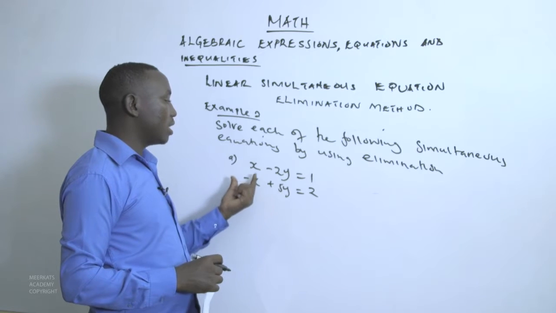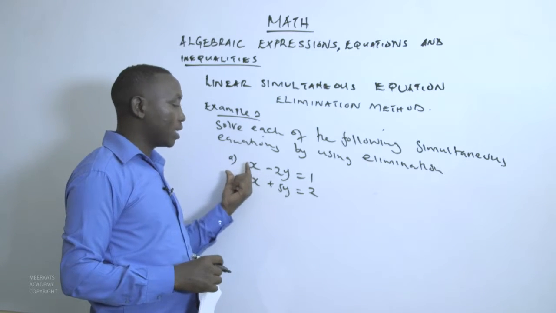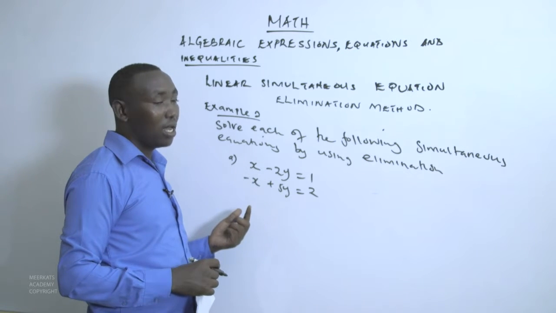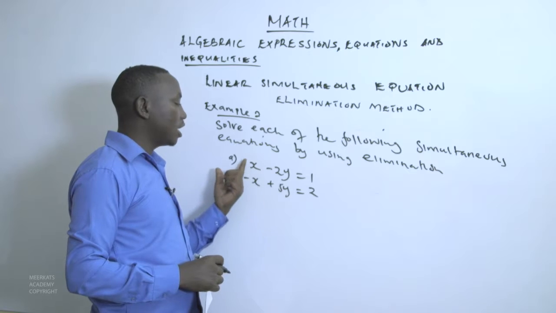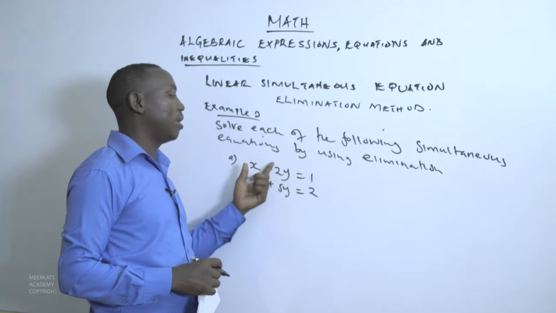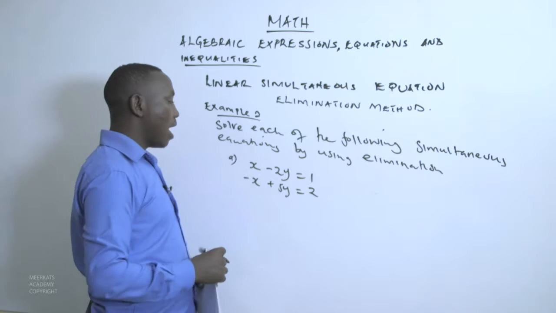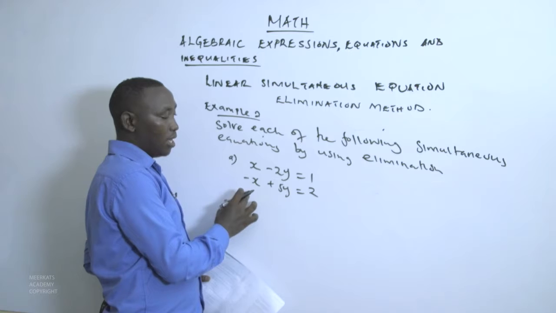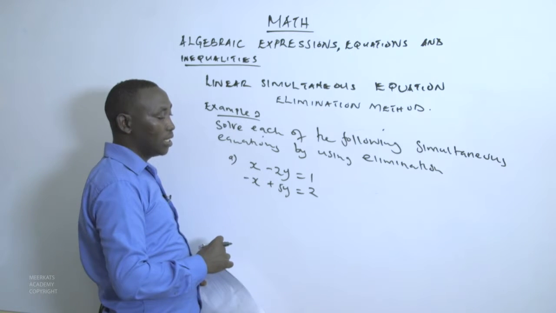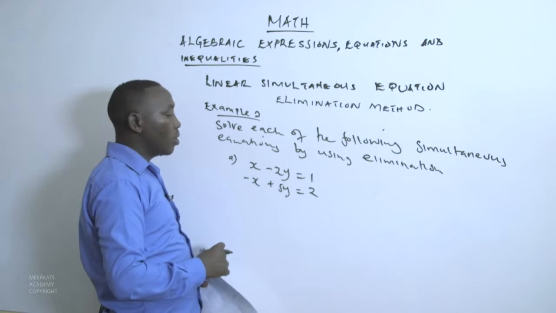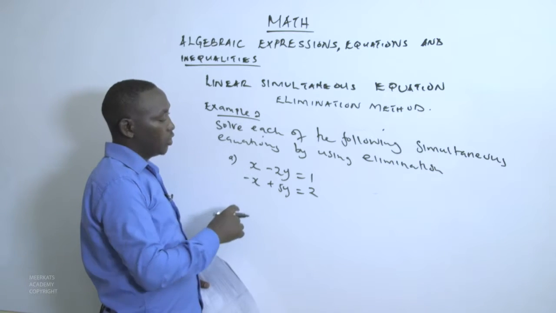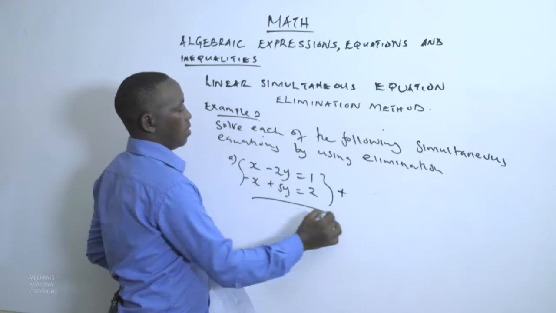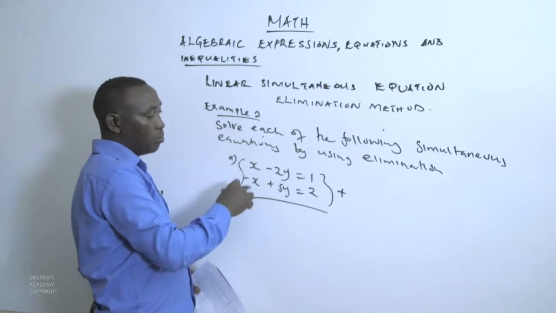I can see that the coefficient of x is 1 in both equations, and therefore it is much easier to eliminate the x pronumeral than it would be to eliminate the y pronumeral. To eliminate x in this pair of simultaneous equations, I need to add the two equations, so that when I add them, I'll be able to eliminate this particular part.